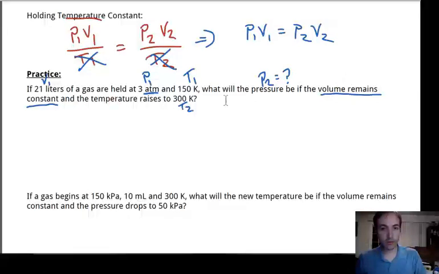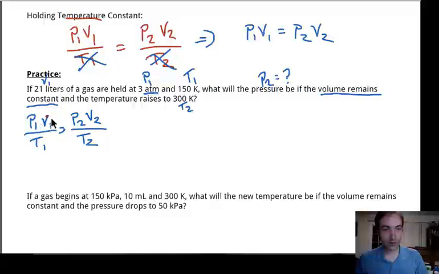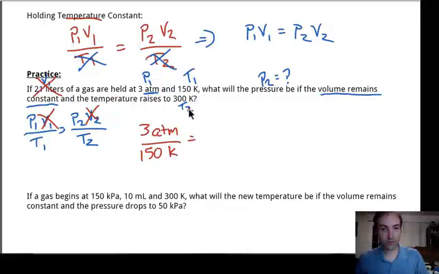Okay, so notice volume remains constant, so if we were to write out our equation, like so, then if volume remains constant, that means that we get rid of volume. So this is our new equation, P1 over T1 equals P2 over T2. So I'm going to go ahead and plug in the variables. Again, volume I can ignore, so I don't need to worry about that number. So P1 is going to be 3 atmospheres, 3 atm, over T1, which is 150 Kelvin, which equals P2, that's our question mark, right? We don't know that value. And then we know that our temperature is going to change to 300 Kelvin. Okay, so the goal of this is to solve for P2, and this is algebra.